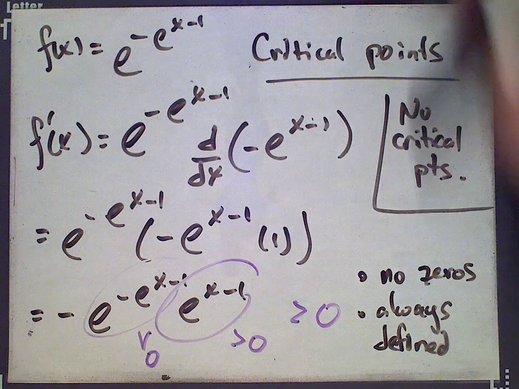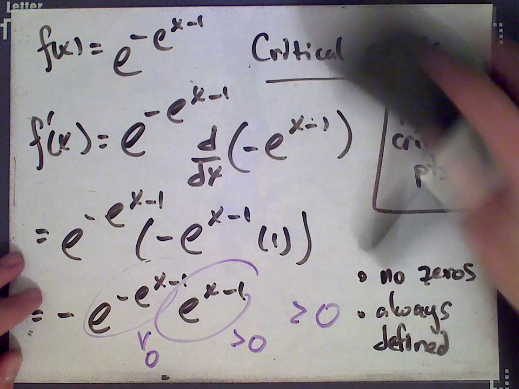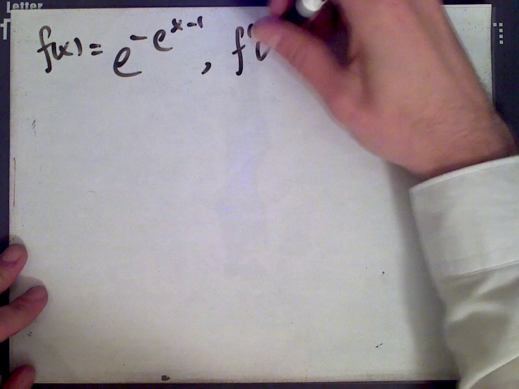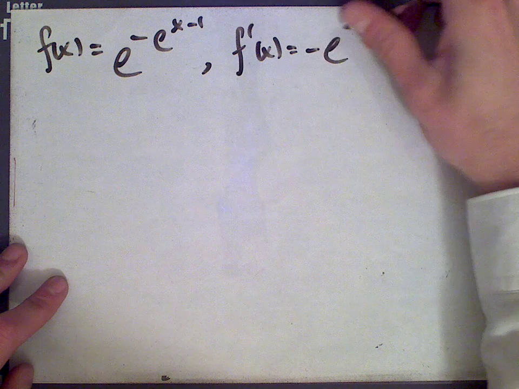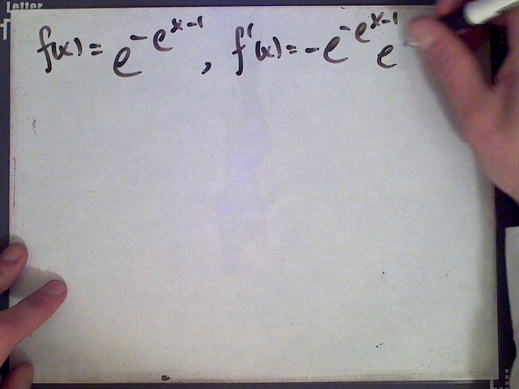Okay, but there still very well may be inflection points. Let's keep the first derivative, I'll write it again for us. So the first derivative is negative e to the negative e to the x minus 1 times e to the x minus 1.